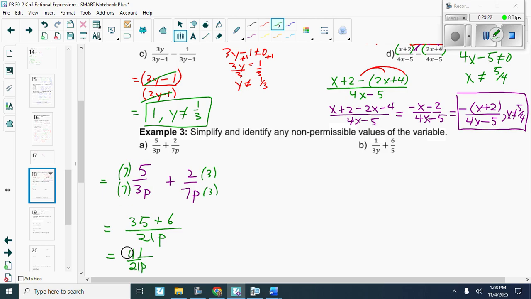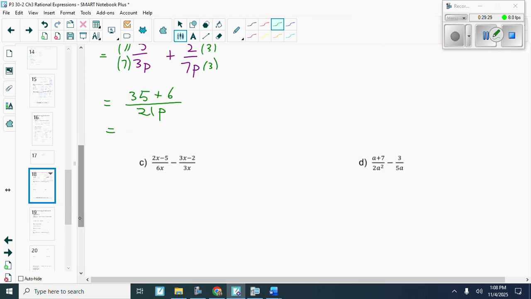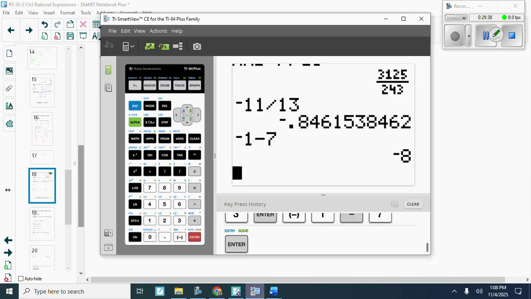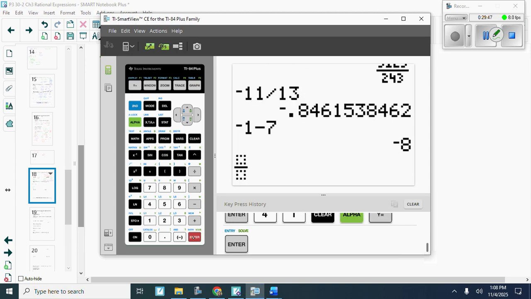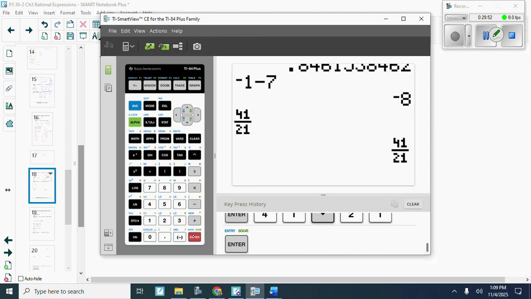Okay, that looks really messy. Give me a sec, I'll clean that up. Here we go. 41 over 21p. Can we simplify 41 over 21? If you're not sure, don't forget, you can pop over to your calculator. You can do your stacked fraction, and you can do 41 over 21. Nope, it didn't change, so that means it's in simplified form.